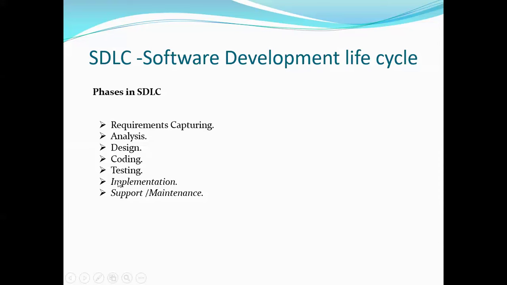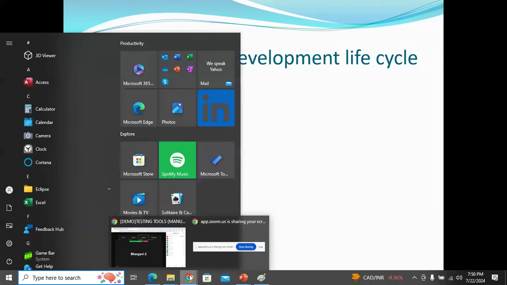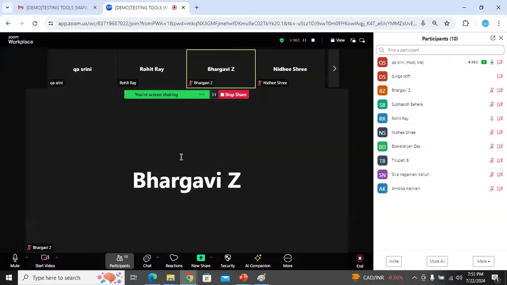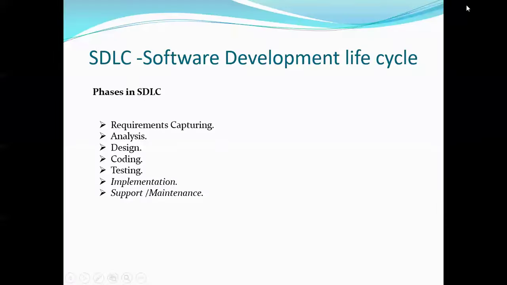After coding. Once the testing is done, then they will go with implementation. Implementation means release. Once the implementation is done, then they will go with what? Support and maintenance. So this is the way you need to answer in the interview. Analysis, coding, testing: don't tell it as you like. This is the order. You need to follow that particular order.